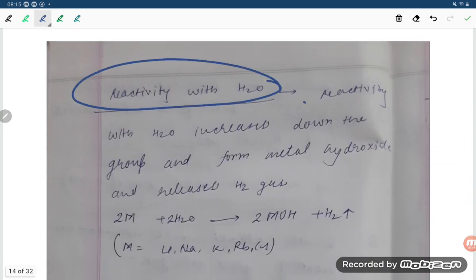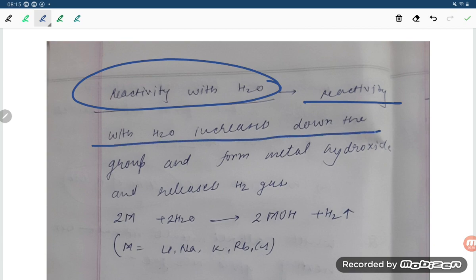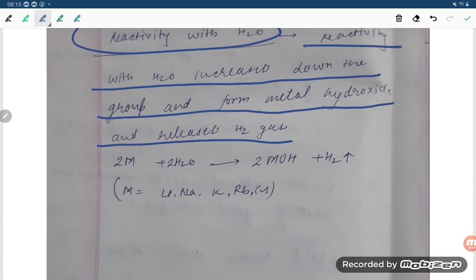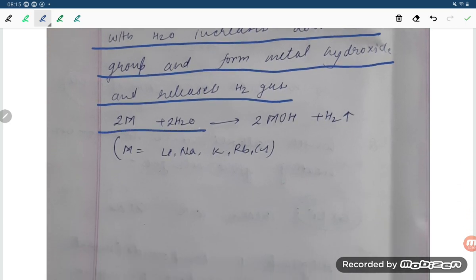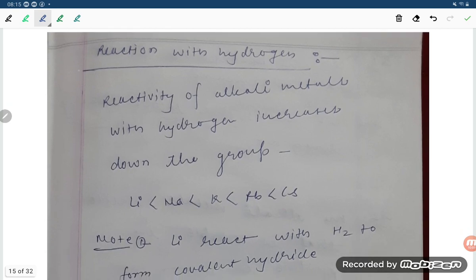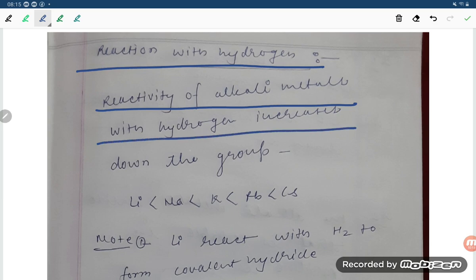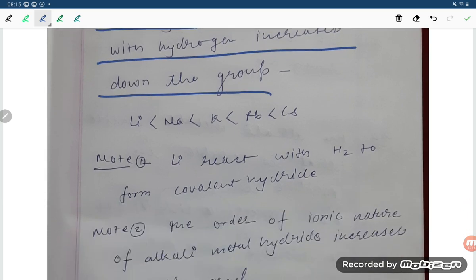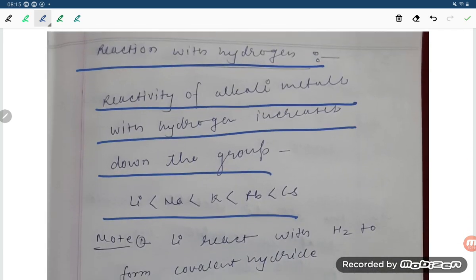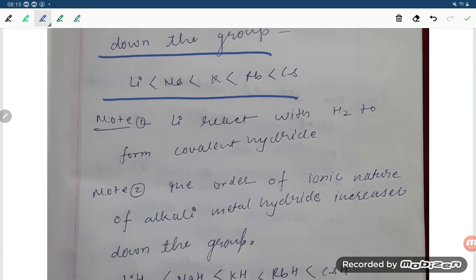Reactivity with H2O. Reactivity with H2O increases down the group and forms the metal hydroxide, releasing hydrogen gas: 2M plus 2H2O gives 2MOH plus H2. Reaction with hydrogen. Reactivity of alkali metals with hydrogen increases down the group. So lithium, sodium, potassium, rubidium, the reactivity with hydrogen is increasing.